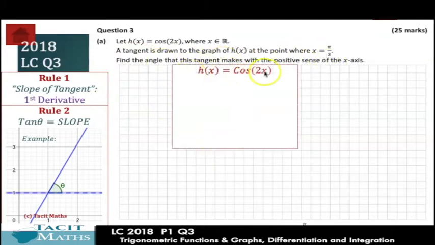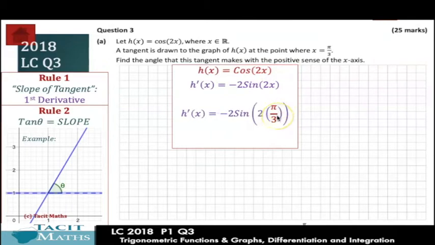So we have our function. To get the slope, we get the derivative. Cos goes to minus sine, 2x. The angle stays the same, and we multiply by the derivative of the angle. And now we just sub in our value for x. Now this is all in radians. If you type all of that into your calculator, you'll get your answer.